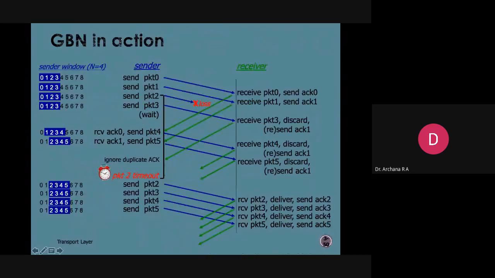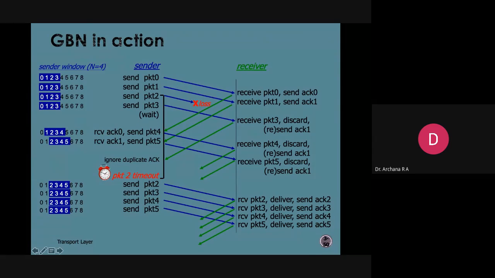Here you can see this. Sender window N is equal to 4. Here the window size means at a time I am going to send 4 packets: 0, 1, 2, 3. There are a total of 8 packets here. Whichever are highlighted in blue color indicate the packets that you want to send, that is 0, 1, 2, 3.